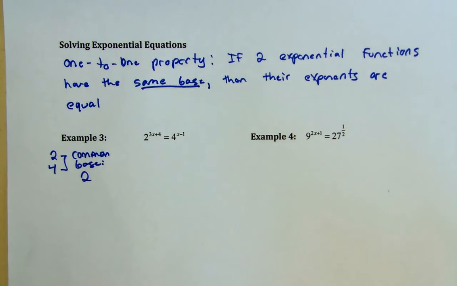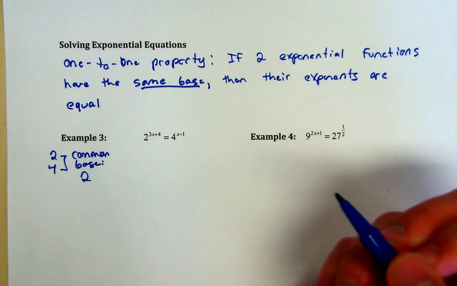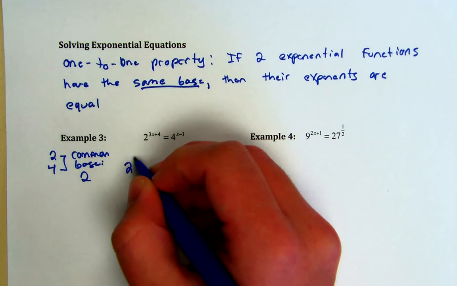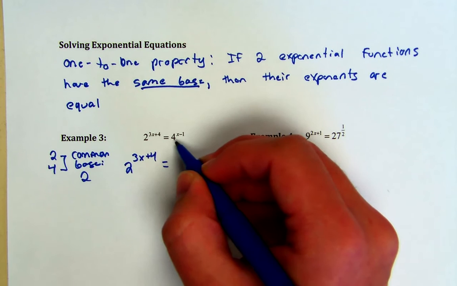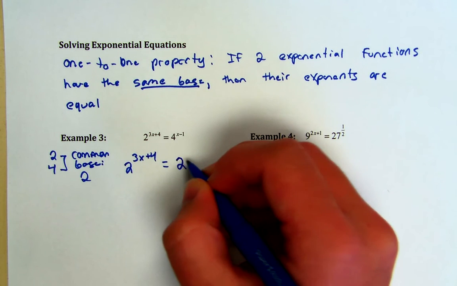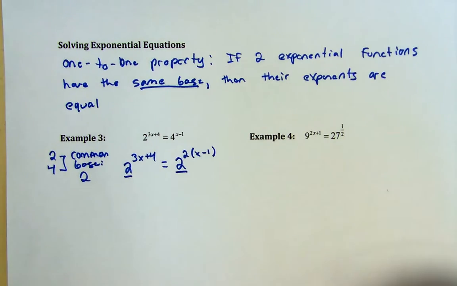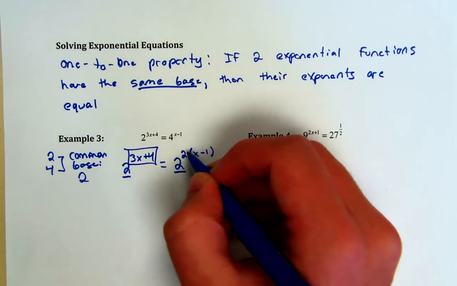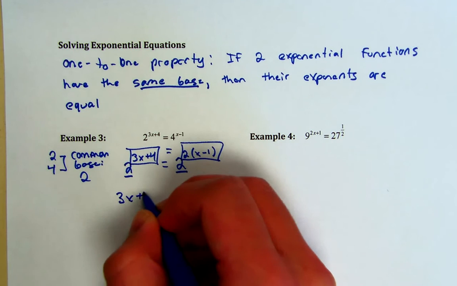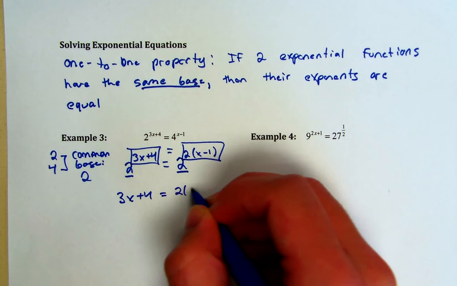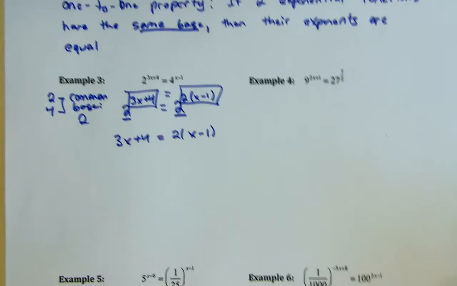of 2. So I'm going to leave the first half of this equation okay, because it's already written in the common base. So 2 raised to the power of 3x plus 4 equals, I'm going to rewrite 4 with a base of 2. 2 squared to the x minus 1. Now since they have the same base, I can take their exponents and set them equal to each other. So 3x plus 4 equals 2 times x minus 1. And now it just becomes a simple equation to solve.